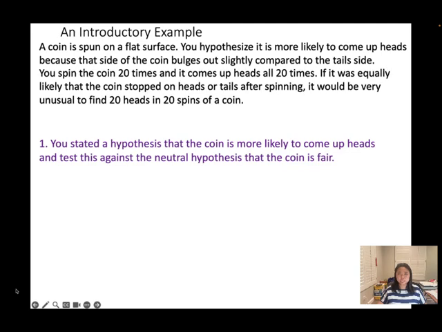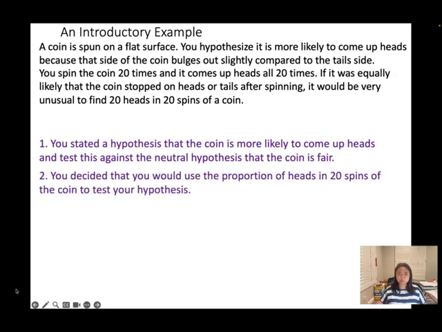You spin the coin 20 times and it comes up heads all 20 times. If it was equally likely that the coin stopped on heads or tails after spinning, it would be very unusual to find 20 heads in 20 spins of a coin. So this is number 2, prepare. We're going to perform the experiment. We decide that you would use the proportion of heads in 20 spins of the coin to test your hypothesis. This time, we're going to flip the coin 20 times. If we roughly get 50% heads and 50% tails, that means the coin is fair.